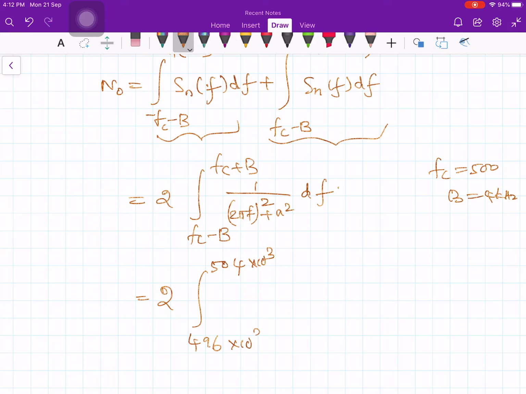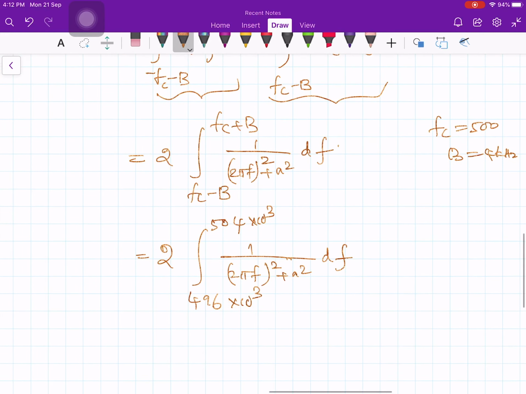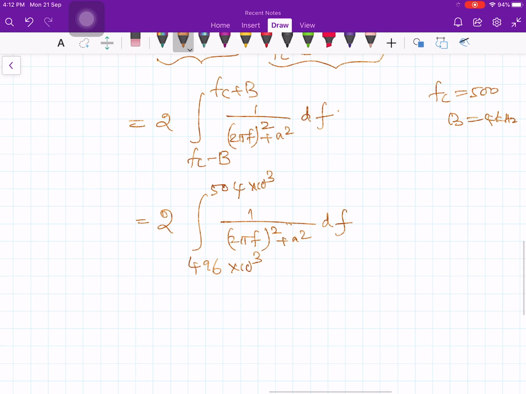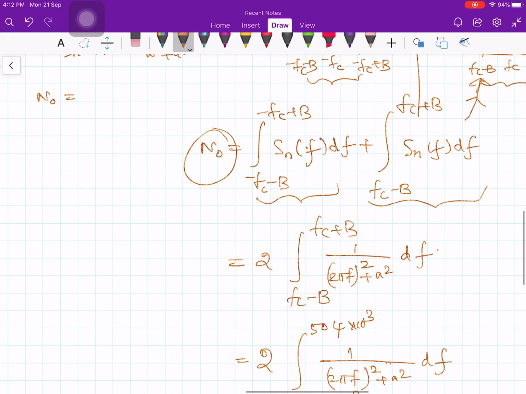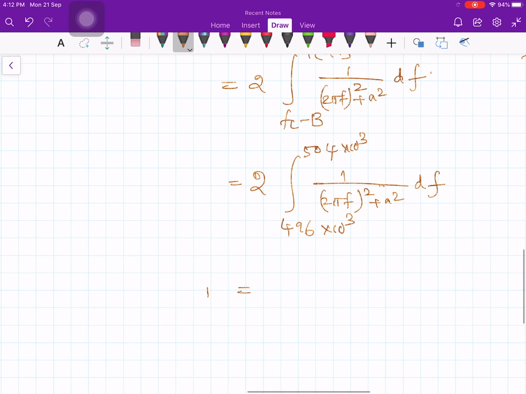So 2 times the integral of 1 by (2 pi f) the whole square plus a square df. Now it's a straightforward definite integral, and you can do the integration. It is 1 by a square plus x square, that is tan inverse of x by a. So you just do this integration, and then finally your n naught, the left hand side, is going to be 8.25 times 10 to the power of minus 10 watts.